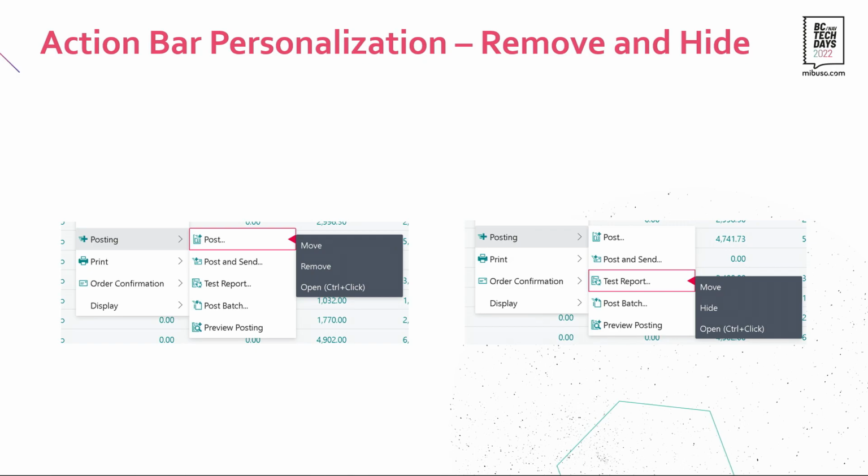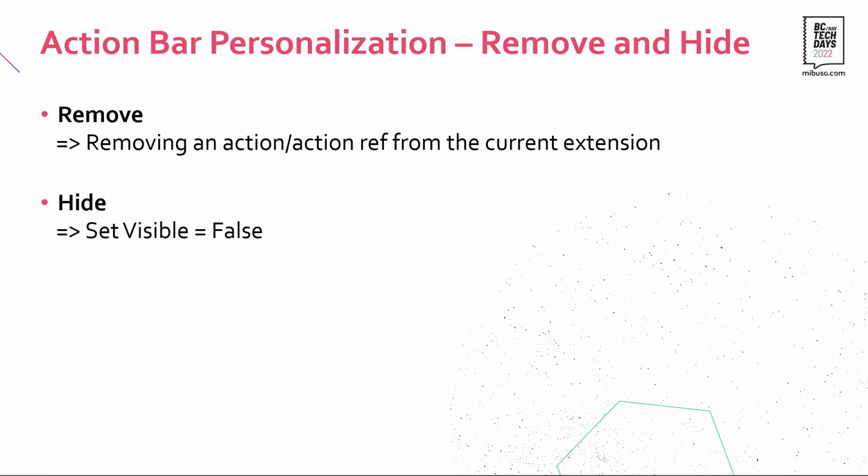You really had to understand how the promoted actions worked in AL, and the regular users couldn't possibly figure this out. In this case, remove was actually setting promoted only to true, which implies this action is already promoted somewhere else. And then hide was setting visible to false. So this was very confusing. In version 21, we made it consistent so that remove will always remove the action or action ref from the current extension you're designing, and hide will set the visible property to false.